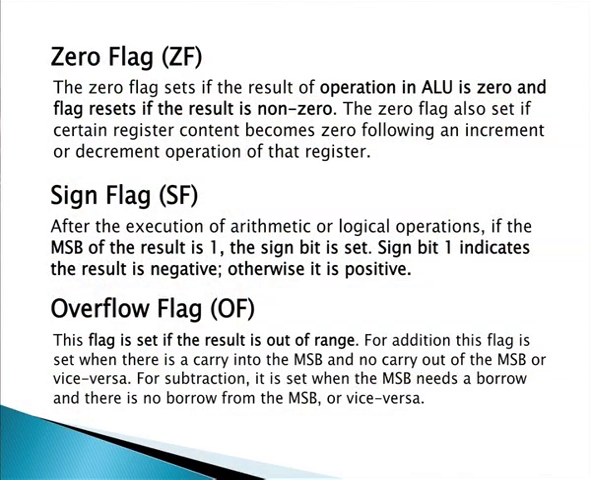Then next we come to the sign flag. After the execution of an arithmetic or logical operation, if the MSB of the result is 1, the sign flag is set. Sign flag 1 indicates that the result is negative, otherwise it is positive. The important thing about the sign flag is that it is considered when we go for signed magnitude arithmetic. Otherwise, if we are working in the hexadecimal number system, we need not bother about this sign flag.